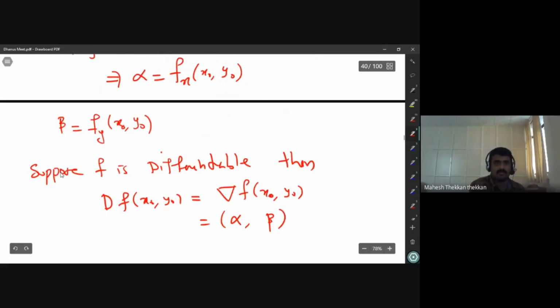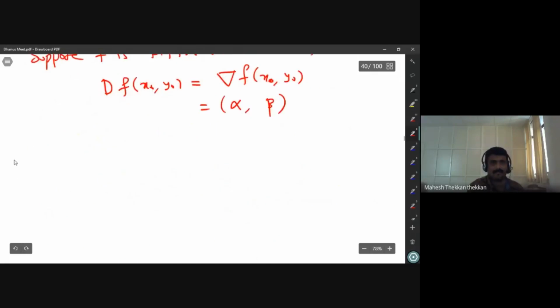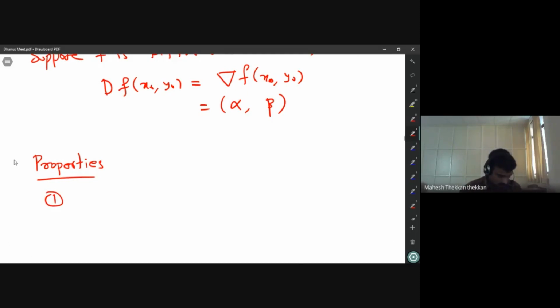Before going into that, I just want to point out some properties of differentiable functions. These are the same as in the single variable case. These are very important, so you just keep these properties in your mind.